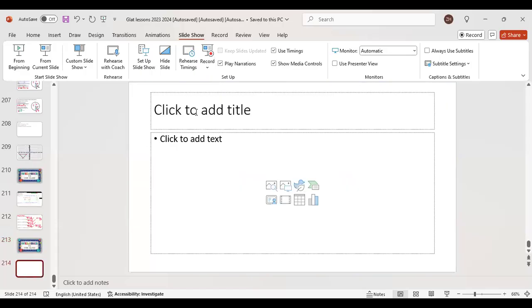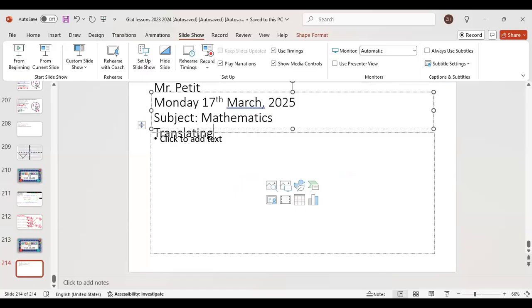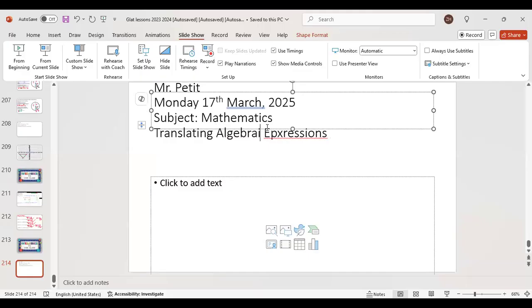So my name is Mr. Petit, P-E-T-I-T. Today is Monday, the 17th of March, 2025. The subject is, of course, mathematics. Today we're going to be looking at translating algebraic expressions. We might be able to get into rules of exponents, but for now, we're looking at translating algebraic expressions. That's the topic for today.